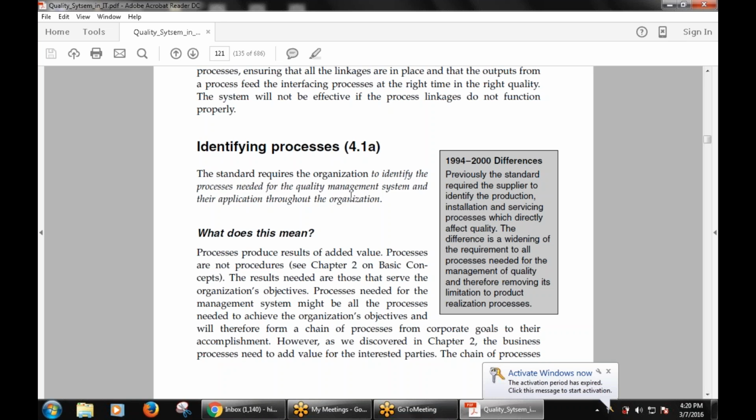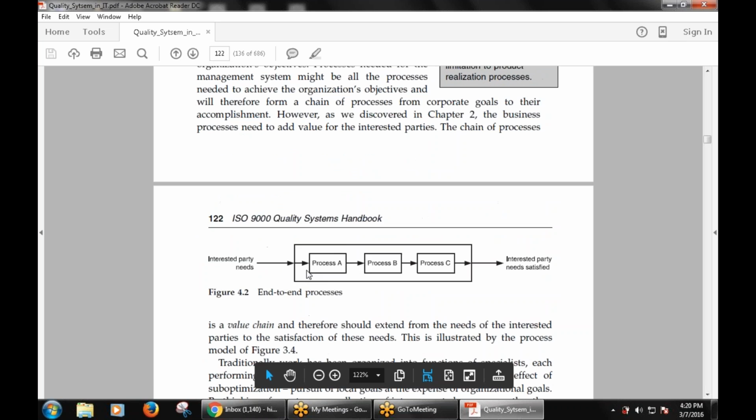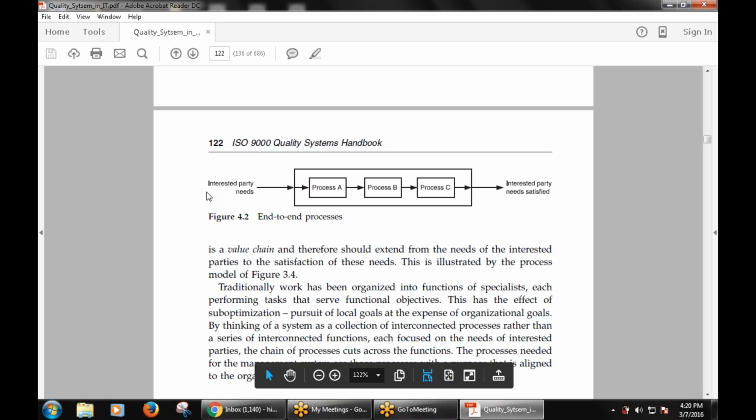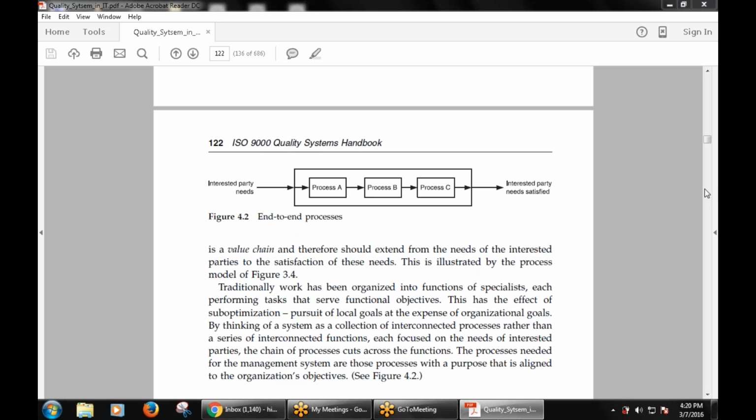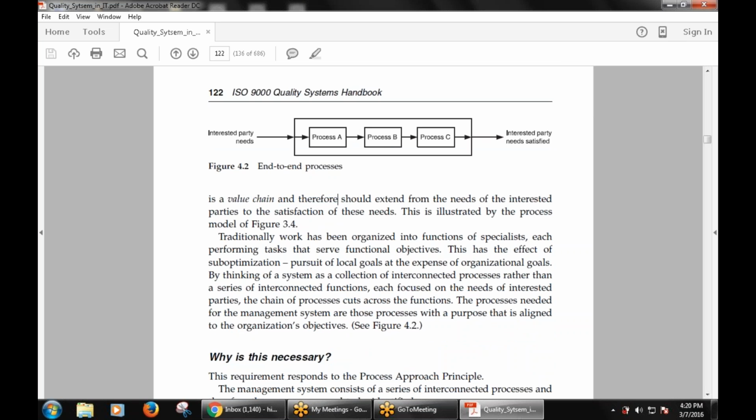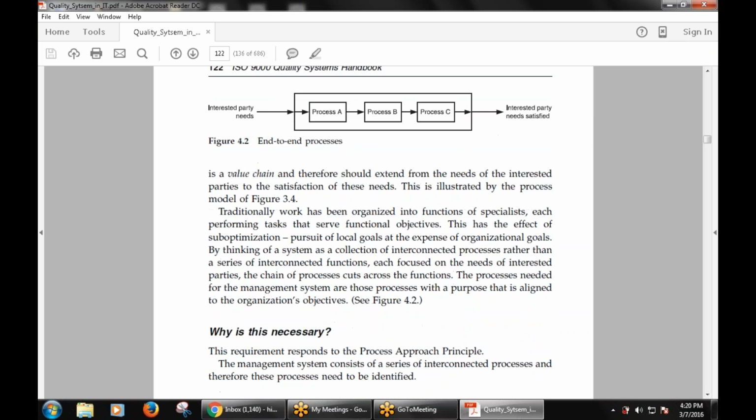And the processes needed for the management system might be all the processes needed to achieve the organization's objective. So that is the main point in identifying the processes required for the quality management system. And these are the interested parties, that is the end-to-end process. So that is the first part, and this is the end part. That means there is a client, there is a server, and there are different processes used for the quality management system. That is chained, that means process A, process B, and process C.